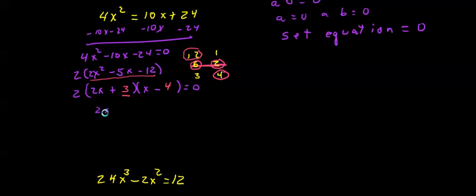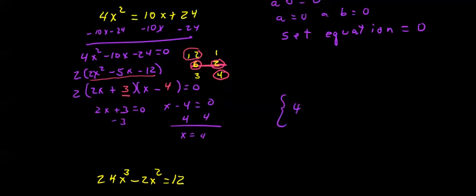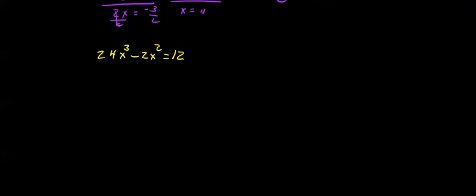Now, I lost my equals 0. So 2x plus 3 equals 0. X minus 4 equals 0. Add 4. X equals 4. Minus 3, 2x equals negative 3, divide by 2, divide by 2, negative 3 halves. That's all there is to it. We're going to do a few more examples.